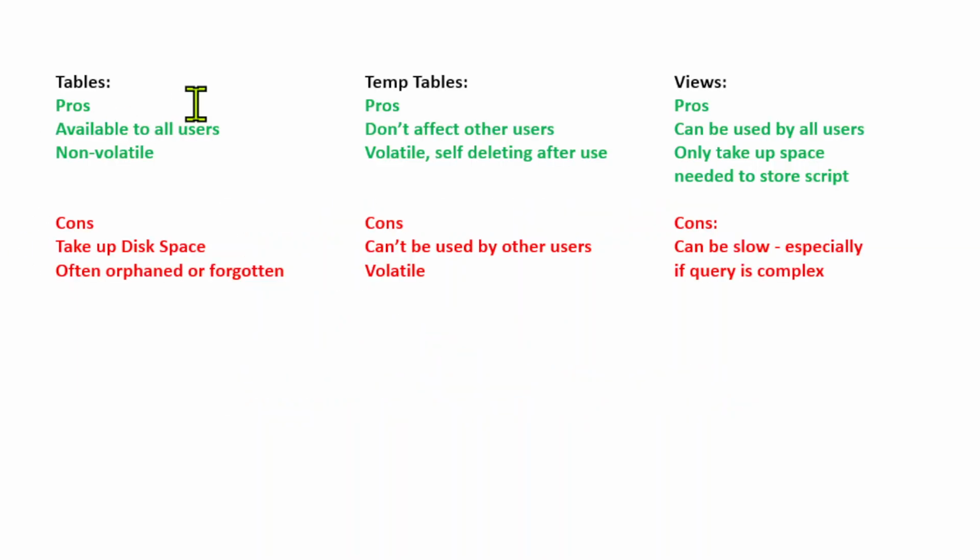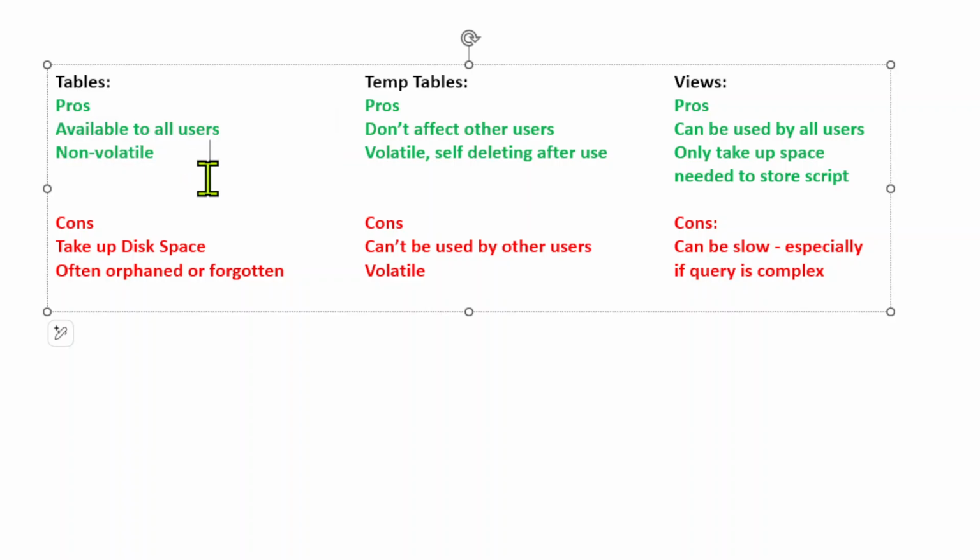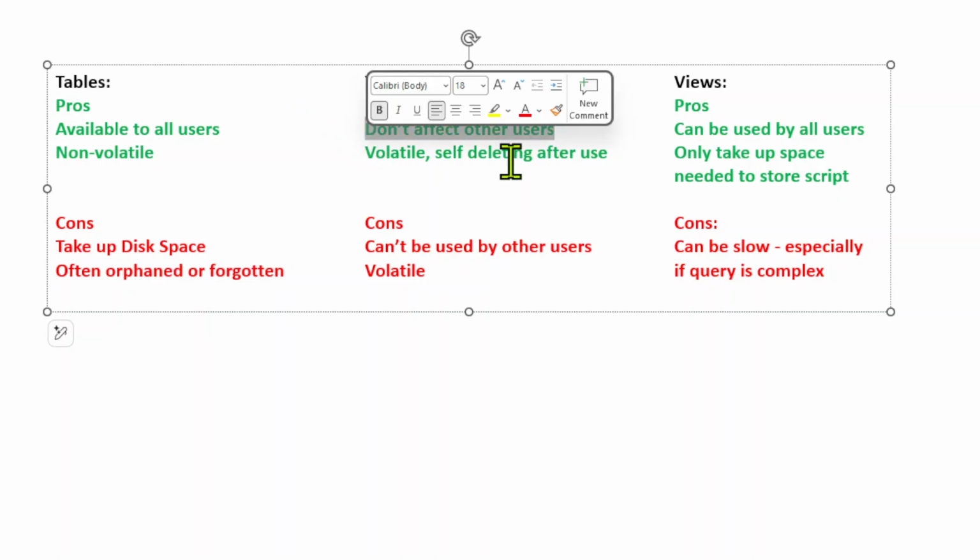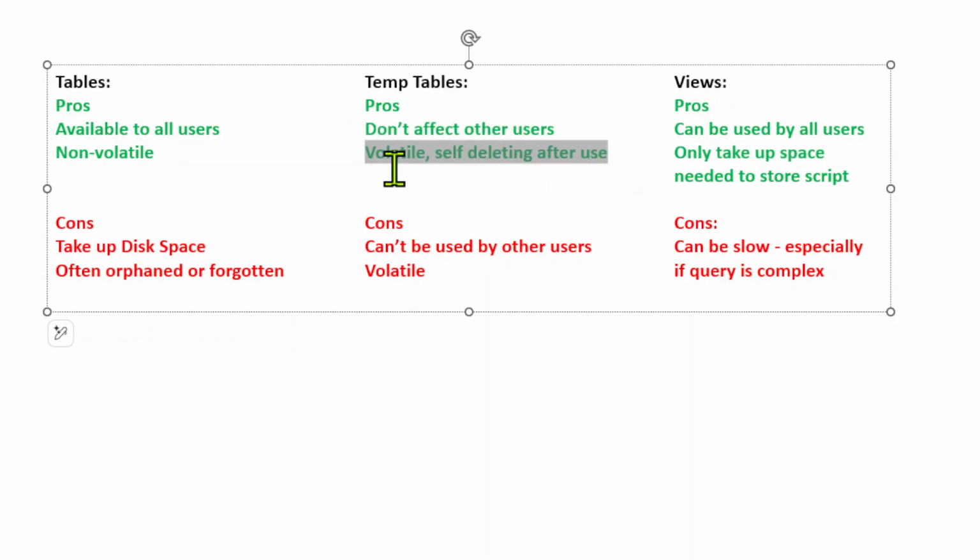So the examples here. Tables, the pros: available to all users, non-volatile. That means they will still be there when you've turned the computer back on. Cons: they take up disk space. They're often orphaned or forgotten, which means you build them, you use them for something, then you forget all about them, and they sit there just taking up space. Temp tables don't affect other users. Other users can't see them. They're volatile. They self-delete after use. They can't be used by other users, which is the problem, and they're volatile. It's a con, I guess.